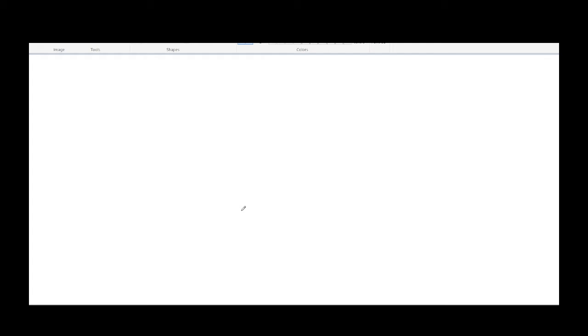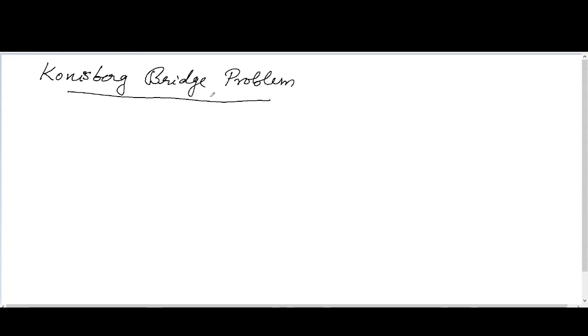Today we will discuss one application of graph theory. It is a very famous problem in graph theory, known as the Königsberg bridge problem. This problem was solved by Euler in 1736.